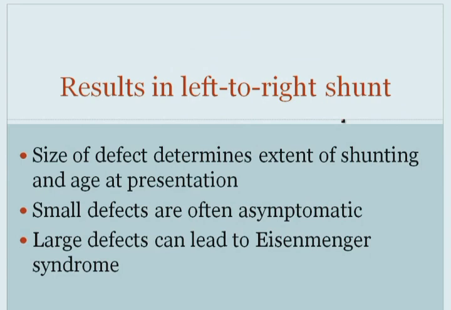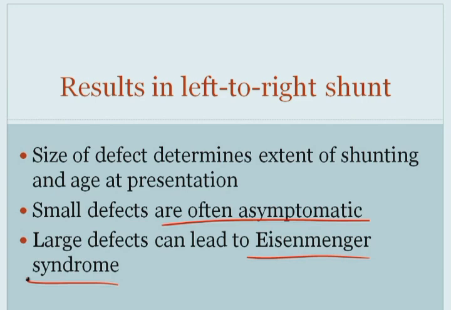Now this has been explained in your text in words as well, where I say that there's a left to right shunt. The size of the defect determines the extent of shunting and the age of presentation. Small defects are asymptomatic, and large defects can result in Eisenmenger syndrome. Now, again, when you get Eisenmenger syndrome, there are some important consequences. For example, the patient will have right ventricular hypertrophy. Why? Because the right ventricle is now pumping against a much higher pressure.